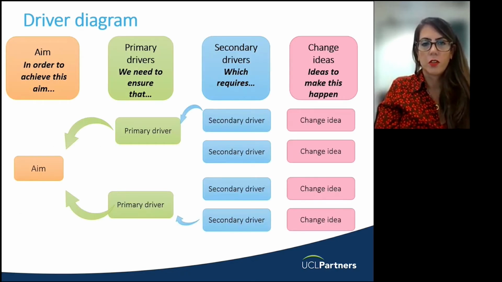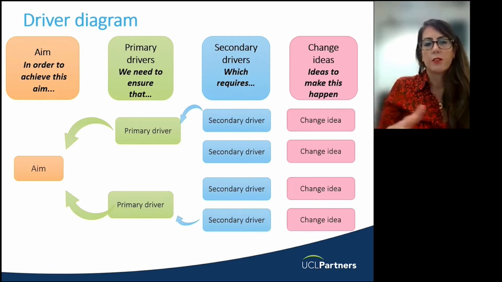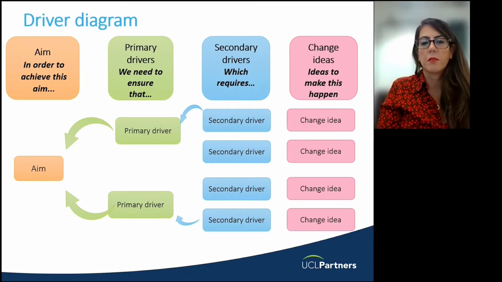So this is a driver diagram here, and you read it from right to left or left to right, depending on which way you look at this page. But you start with your aim, and in order to achieve the aim, these are the primary things that we think will do that, which require secondary drivers, which require things to be changed. And I'll show you a couple of real life examples.